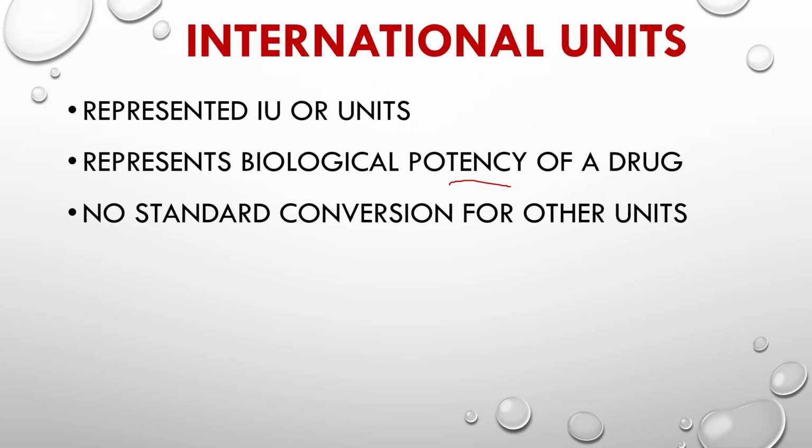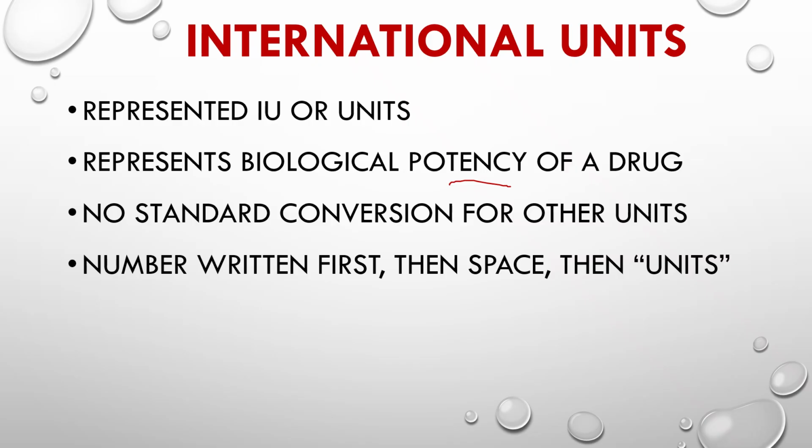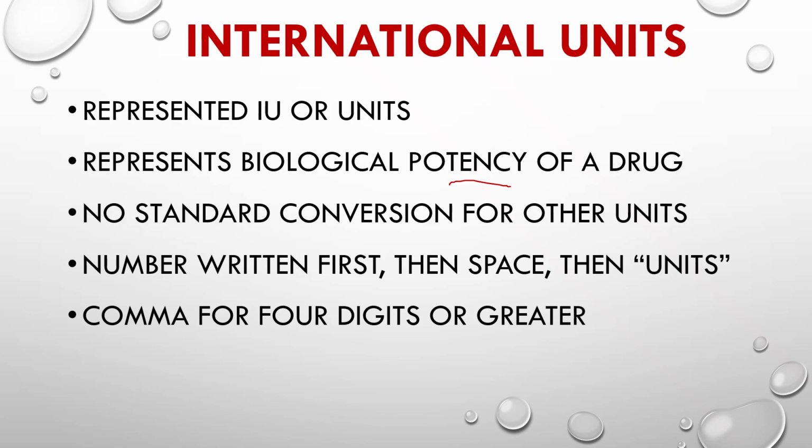There's not a conversion, so we can't convert that to milligrams or milliliters or anything like that. It's just IUs, or units. That's the only thing that we're using. We can't convert it to something else. So the number is written first, then we have a space, and then units. There's a comma if we have 4 digits or greater. So for example, 3,245 IU. We put a space there, then IU or units, either one is acceptable to indicate how potent a drug would be.